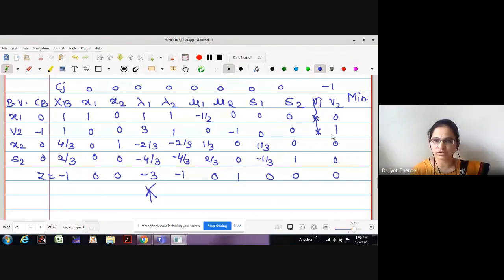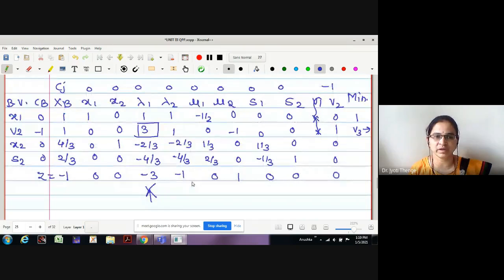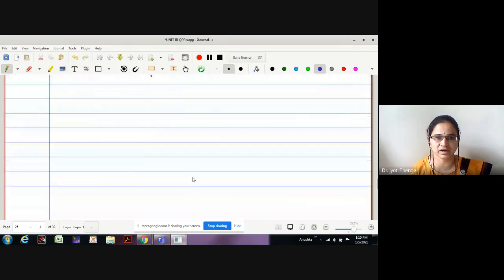Which variable is going to leave the basis in this case? These two are negative. XB upon 1 by 1, 1 by 3. Right? 1 and 1 by 3. This will leave the basis. So which will be the pivot? This one will be the pivot. Let us do the operations again: converting pivot to unity and the remaining entries to 0. Let me rewrite the table.